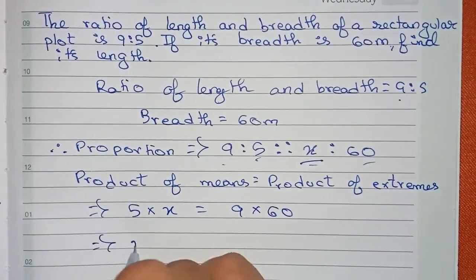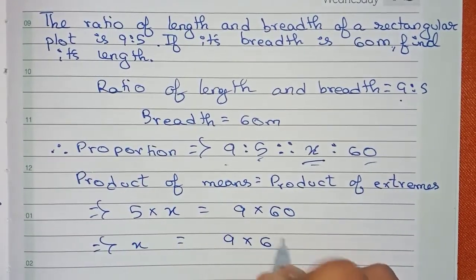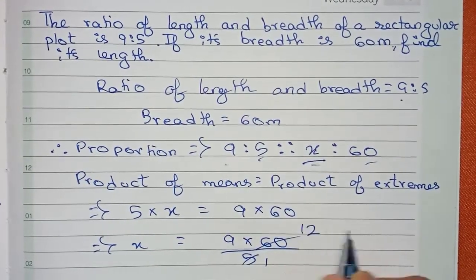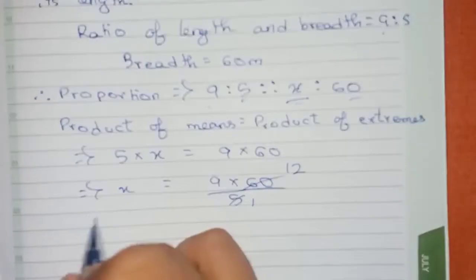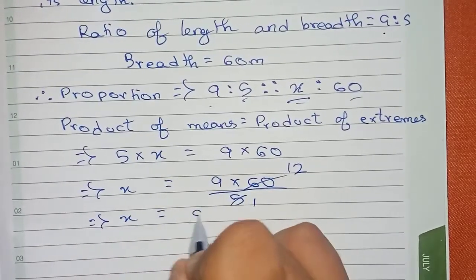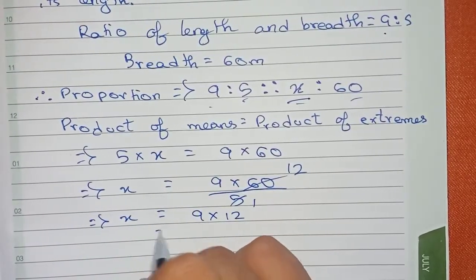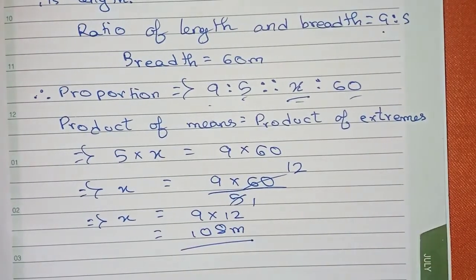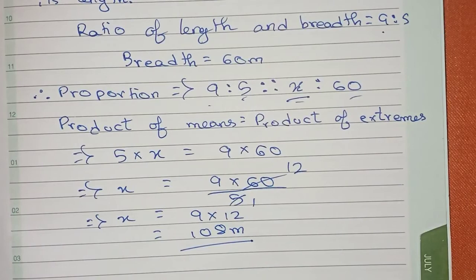So first write our means, that is 5 into x, and now the extremes, that is 9 into 60. So similarly x equals 9 into 60 by 5. Now 5 and 60, it becomes 12. So it becomes x equals 9 into 12, that is equal to 108 meter. So therefore the length will be 108 meter. So this is the final answer for this question.